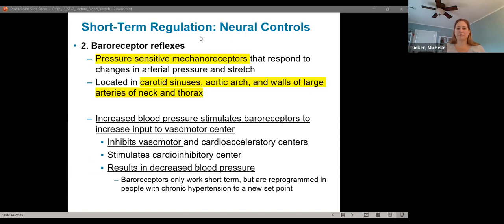So baroreceptors are going to be one of the centers that affects the rate of vasomotor firing. These are pressure-sensitive mechanoreceptors that are located in the carotid sinuses, the aortic arch, and the large arteries of the neck, such as the carotid artery. So that's why if you go here to feel a pulse, it will actually start to slow your heart rate down. It's not the best place usually to feel for a pulse, but sometimes it's the only place that's accessible.